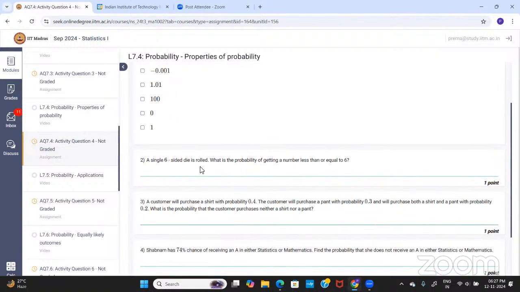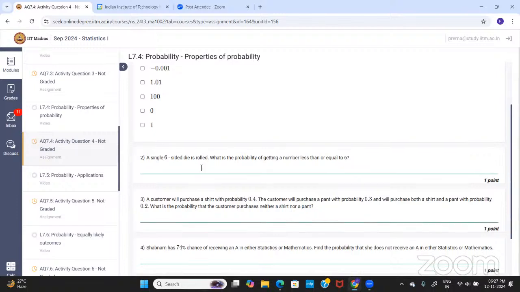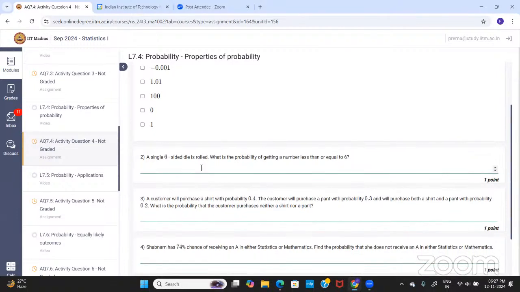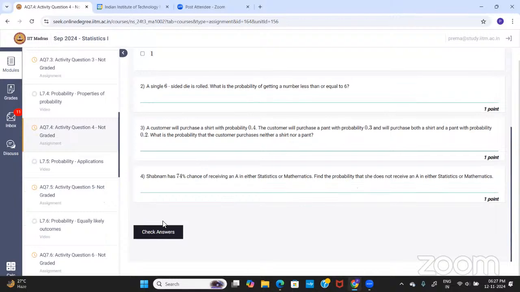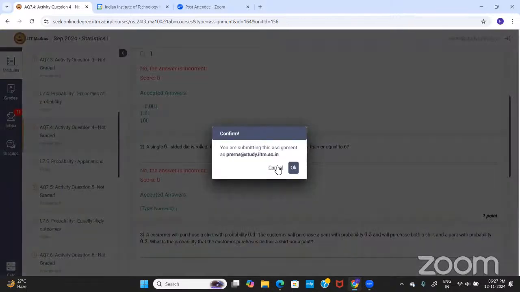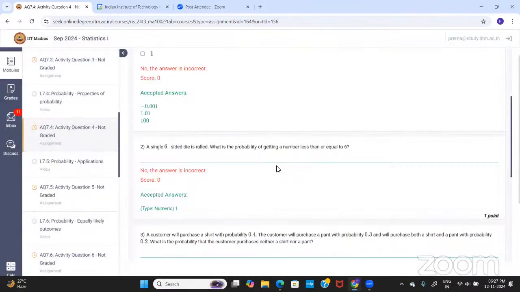Then the next is a single six-sided die is rolled. What is the probability of getting a number less than or equal to 6? Probability is 1, 6 by 6, because all the numbers on the die are less than or equal to 6, right? So the probability will be 1. You can check the answers also. Okay, answer is 1.